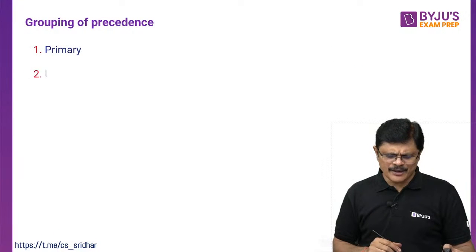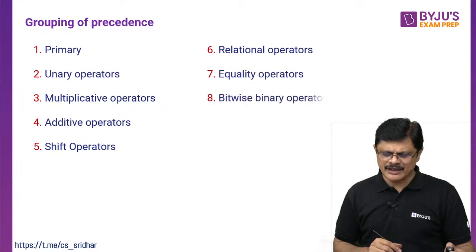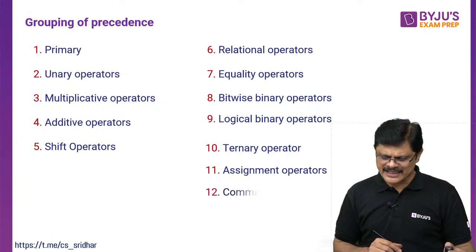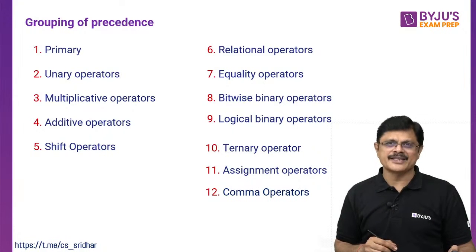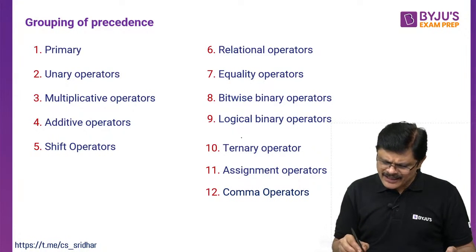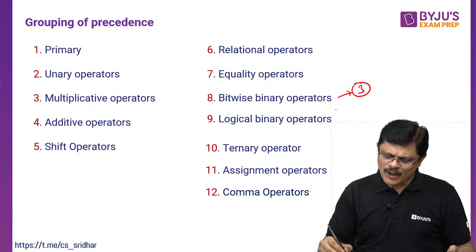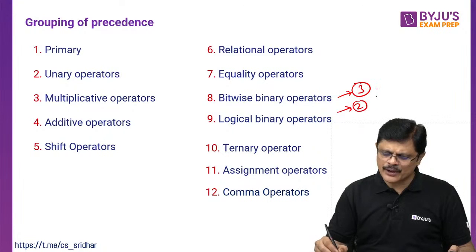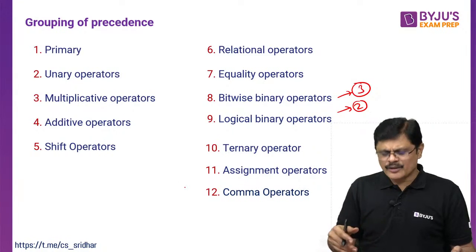So this is the complete grouping, sir. Primary, unary, multiplicative, additive, shift operator, relational, equality, bitwise, logical, ternary, assignment and comma operators. Okay. So this is whatever division we have done so far, my dear friends. That makes 12. Actually, in bitwise there are three different levels, and logical also has two different levels. So here two extra, here one extra, three extra. So 12 plus 3, 15.